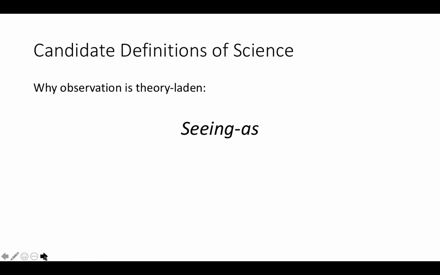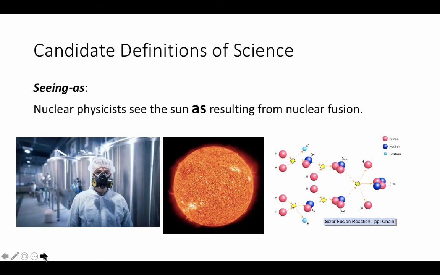Here's another thing. Observation itself, anytime you're looking at something, your observation is theory-related. So we have to distinguish seeing as, I guess you could say, and ordinary seeing. Or perhaps actually all seeing is seeing as in some sense. What do I mean by that? So when a nuclear physicist sees the sun, they see the sun as resulting from nuclear fusion. They've been trained in this. They know what's going on when hydrogen atoms smack together and form helium, releasing all sorts of energy in a kind of chain reaction.